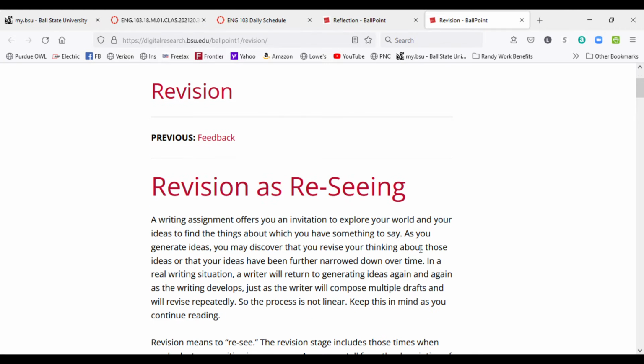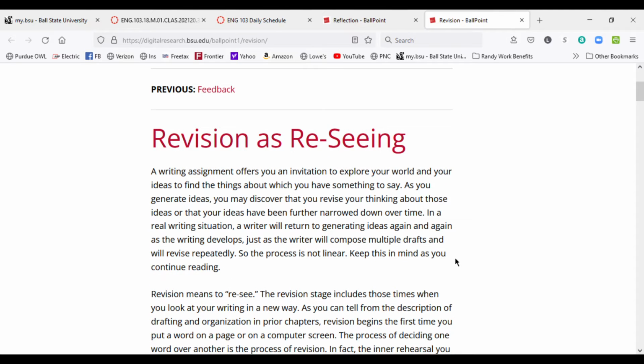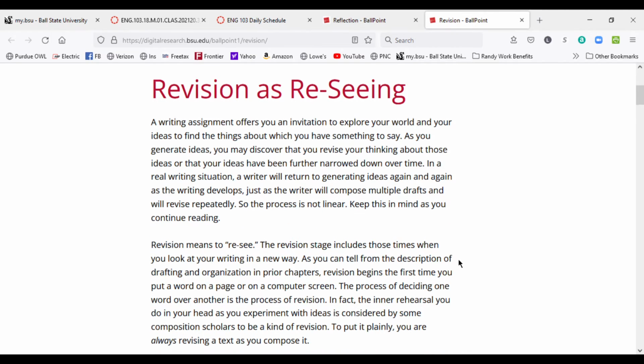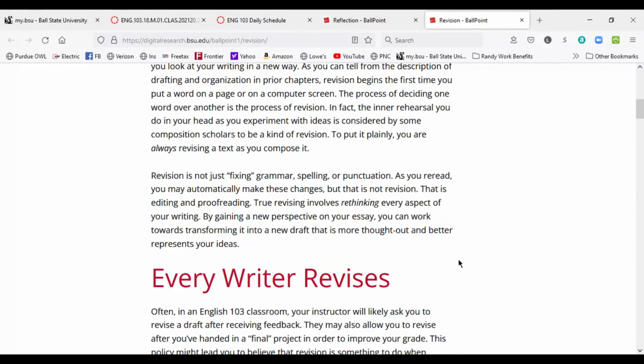And then we see revision as reseeing. When we revise, you're reseeing your paper. That's basically all it's saying. Revision is not just fixing grammar, spelling, or punctuation. As you reread, you may automatically make these changes, but that is not revision. That is editing and proofreading. True revision involves rethinking every aspect of your writing.